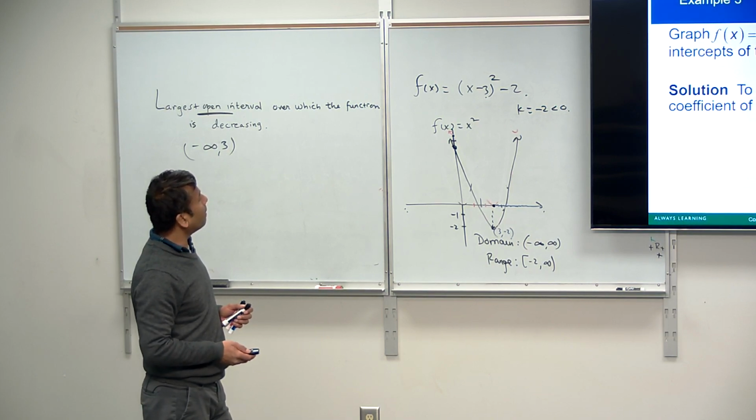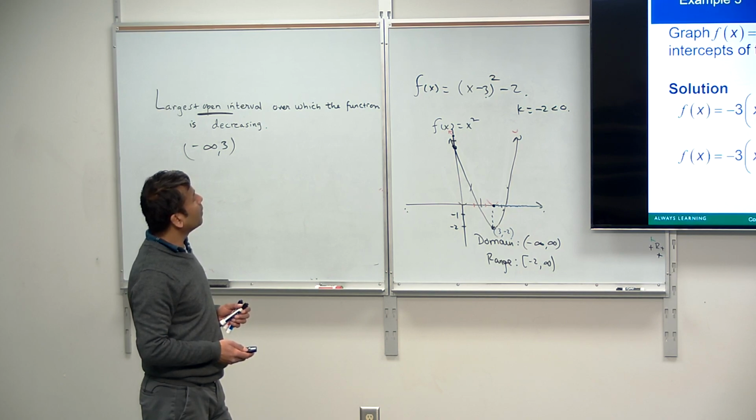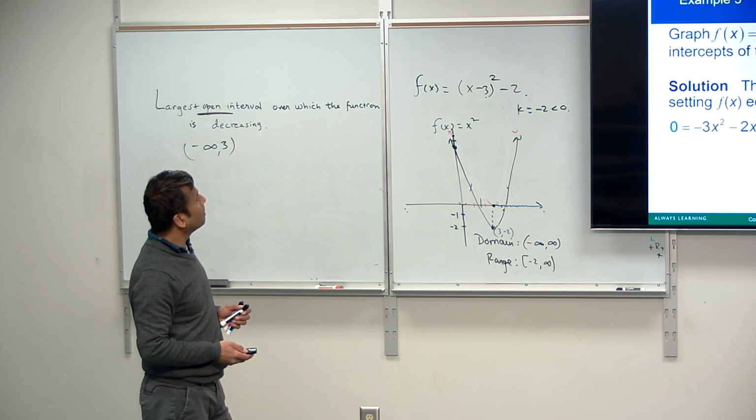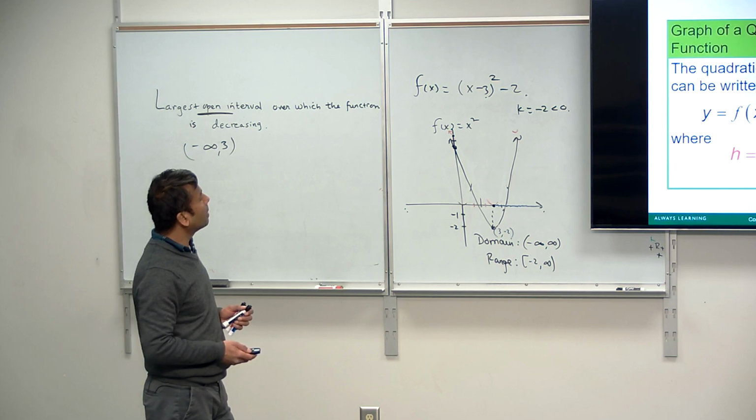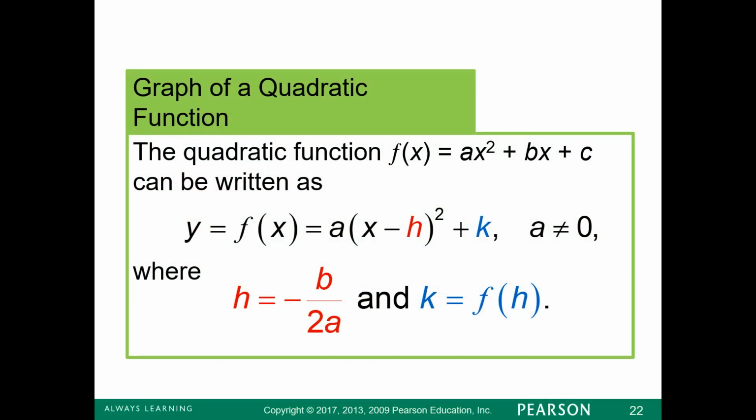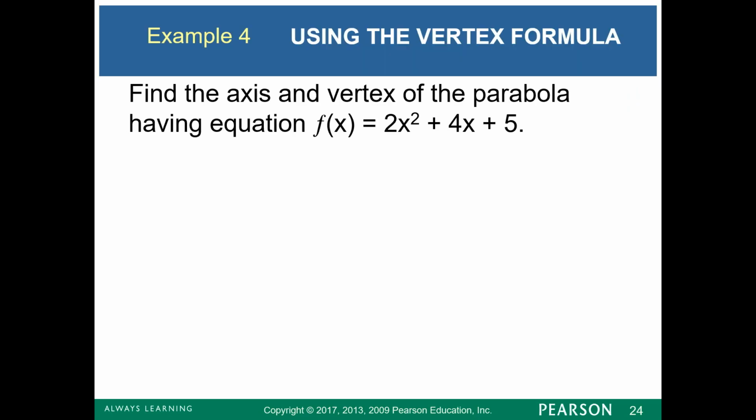Now you can do that, okay? So we talked about that. So you can find the axis and the vertex of this parabola. You can do that, right? There are two methods. Find the axis and the vertex of the parabola f(x) equal to 2x squared plus 4x plus 5.